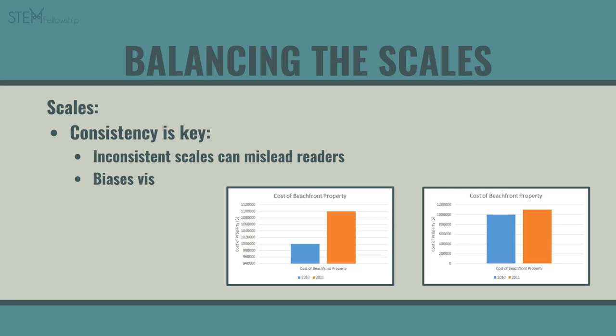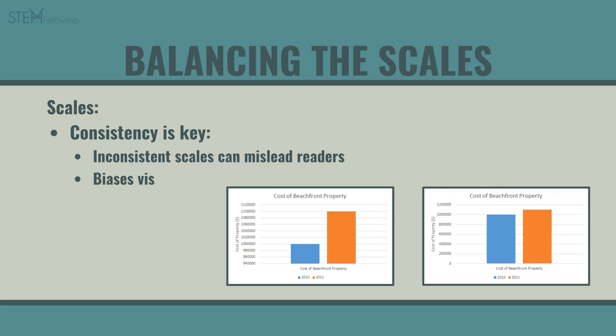Think of this example. I, as an investor, decide to buy a beachfront property. The person selling me the land shows me the graph on the left. They'd probably say something like, wow, look at this massive property value increase. You'd have to be crazy not to buy. If you pay close attention, though, the scale starts at 940,000, not zero like one would expect. The visualization becomes biased, and the increase in price looks huge.